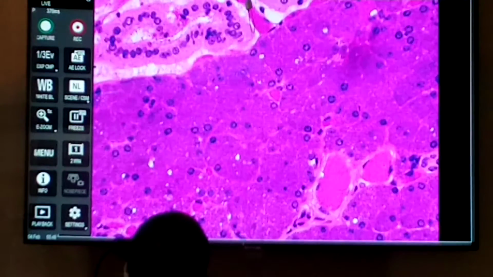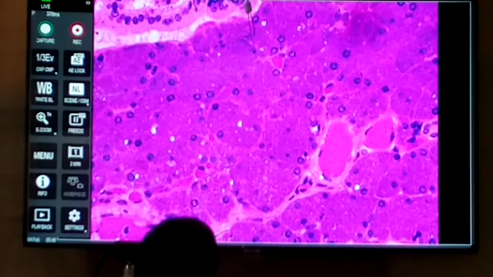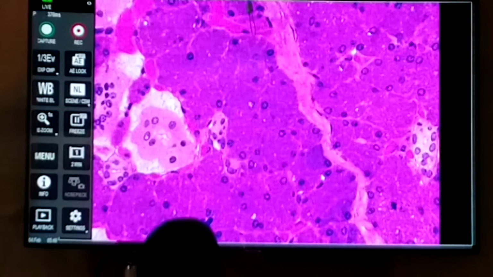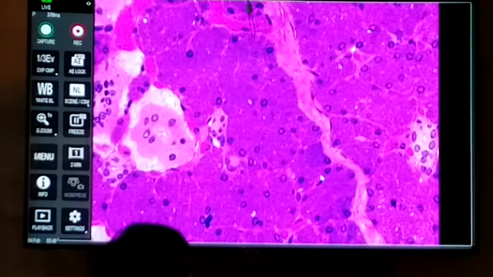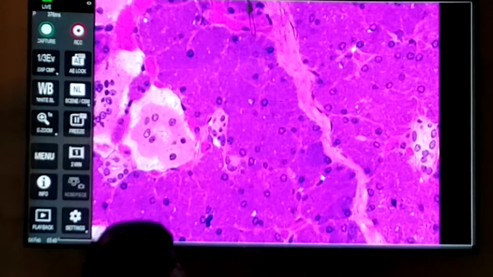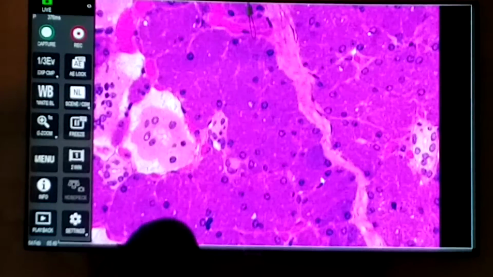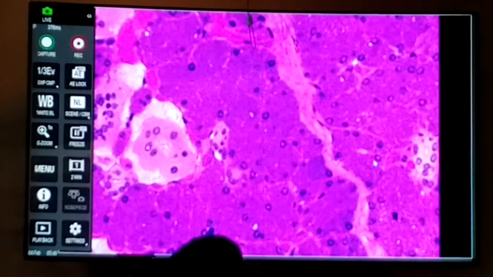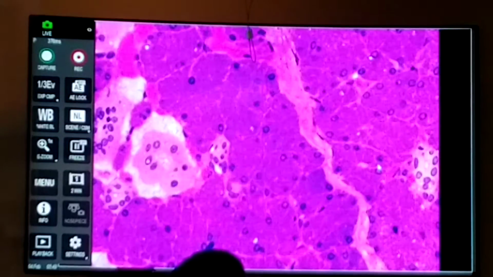This is a slice through the parotid gland. And structurally, these are exocrine glands. The parotid gland produces secretions that are carried by a duct into the mouth. And here is a cut through one of these alveolar secretory units here.